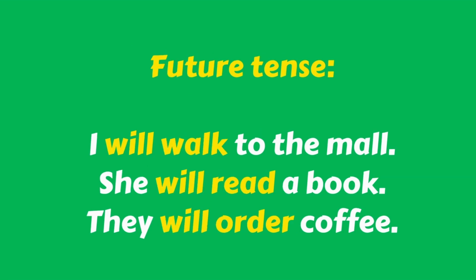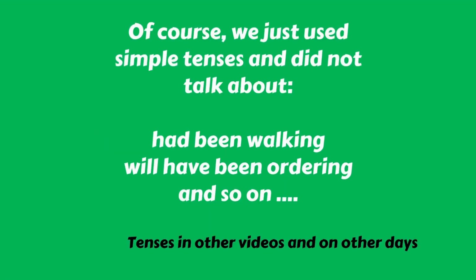And we can do it in the future tense. I will walk to the mall. She will read a book. They will order coffee. Very simple, very straightforward, relatively easy to understand. Of course, we used simple tenses and we did not talk about the more complicated tenses. Had been walking, will have been ordering, and so on and so on. Tenses will come in other videos and on other days.